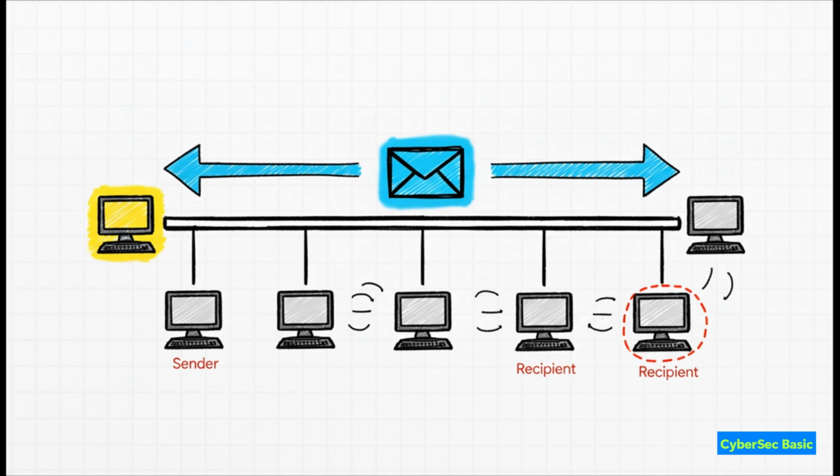When one computer sends out data, it literally travels up and down this main path, and every single device on that bus sees it. It's simple, for sure, but here's the catch, and it's a big one. If that main cable fails, the entire network goes down.